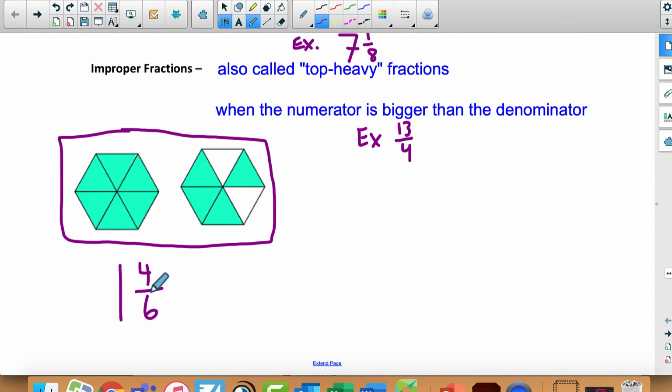By the way, you could put that in lowest terms, couldn't you? It would also be 1 and 2 out of 3 you could also put. But for now, let's just worry about this, the 1 and 4 over 6. Okay, now let's do it improper fraction.